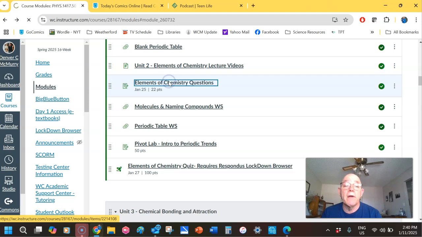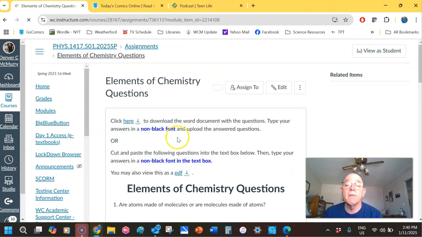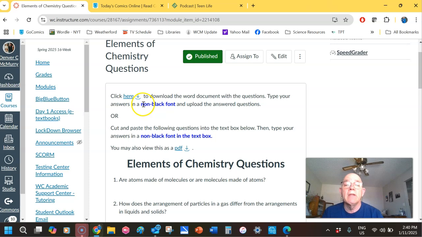The questions will be due by the Saturday of that week. Okay, and they come in here. Notice, please make your answer stand out by either changing the color of the font or some people just bold them, whatever. But it helps me to grade them if you would just make the answer stand out from the questions. Okay, you can get a Word document and fill it out.